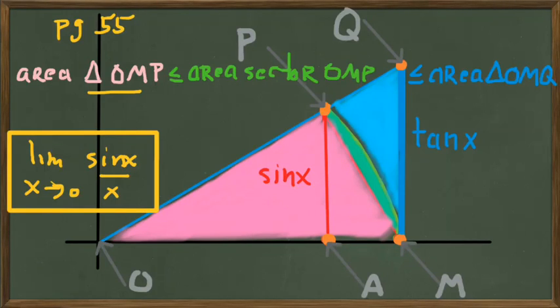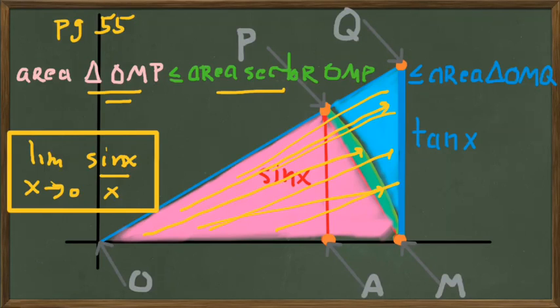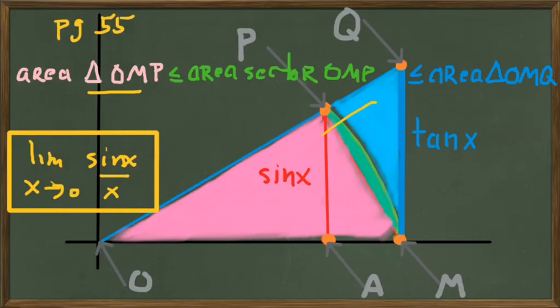The second region is the sector, so it goes all the way out to the circle, so that's this area, and clearly that sector's area is larger than the pink triangle's area. And then finally we're going to look at the area of the triangle all the way out to this line, and so it would be this entire region here.